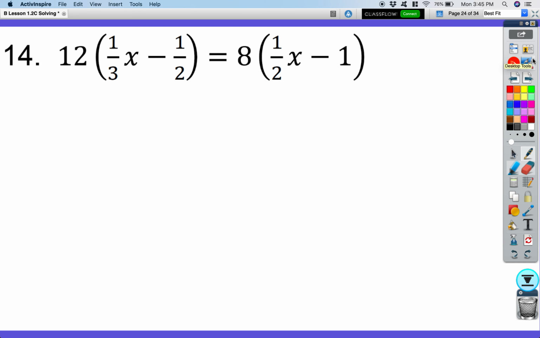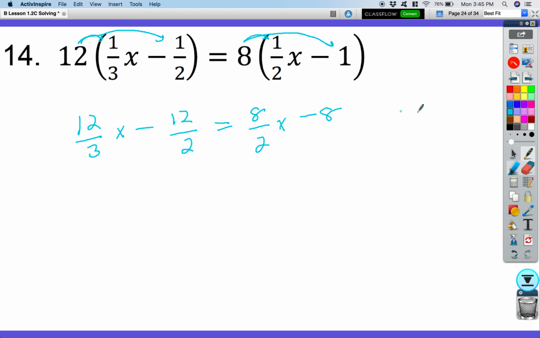All right, guys, so let's go ahead and look at this one. This one looks a little tricky. What we need to do first now is distribute the 12 in here into both of these, and distribute the 8 into both of these. This would give me 12 over 3x minus 12 over 2 is equal to, now we're going to do it on the right side, 8 over 2x minus 8. Now let's go ahead and simplify these. 12 over 3 is 4x minus 6 is equal to 8 over 2, which is 4x minus 8.